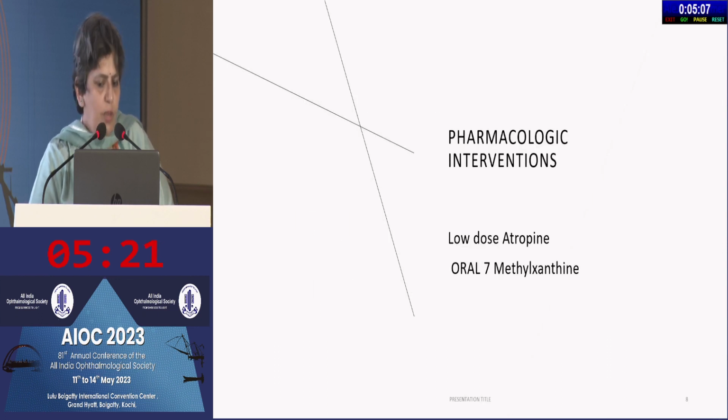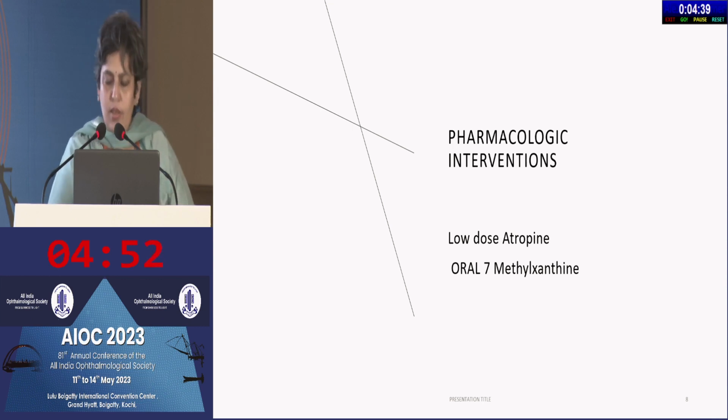Now, pharmacological intervention, basically low dose atropine again. In India it's only available in 0.01%, but in other countries it is available in 0.02, 0.05, and several other compounded products are also available. But in India, commercially available is only 0.01%, and it still is very, very effective, up to 60% reduction in myopia progression. Oral 7-methylxanthine is available only in some countries in Europe and has not been proved as effective as atropine, but for completion's sake, this has been tried.